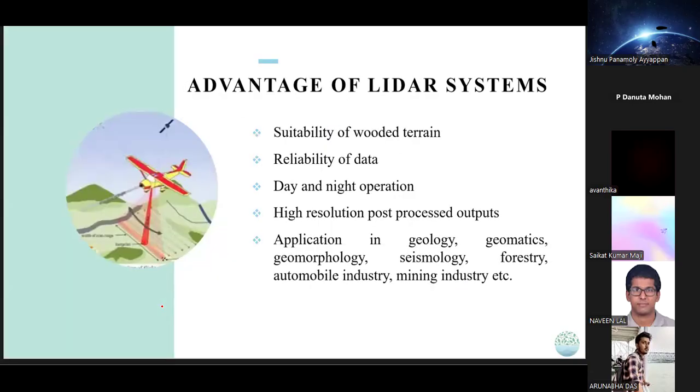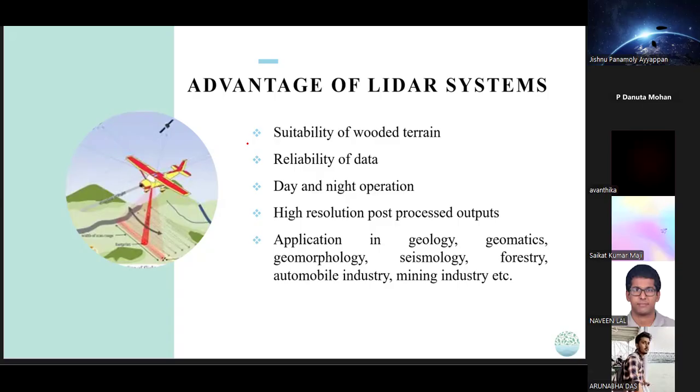Now we come to the advantage of using LiDAR systems. One of the main advantages of using LiDAR sensors is that we can monitor very thickly vegetated areas. When we use photogrammetric drones, the point cloud data does not have the ability to penetrate the canopies and detect the ground areas. But LiDAR sensors have the capability to penetrate through the canopies of the trees and reach the terrain just below the vegetation.